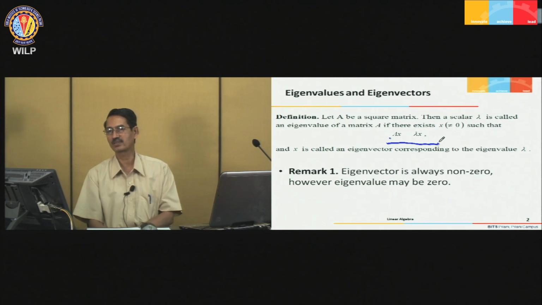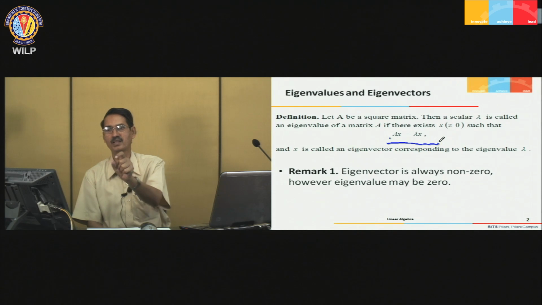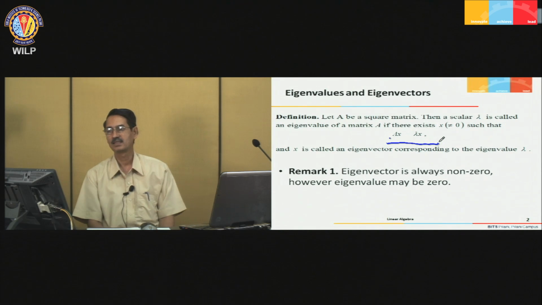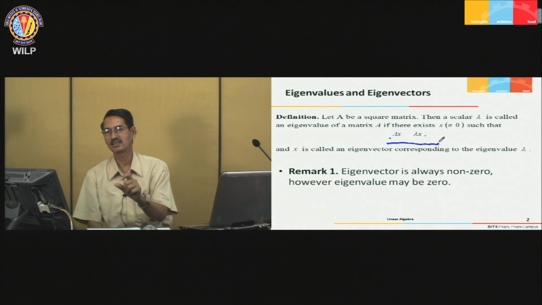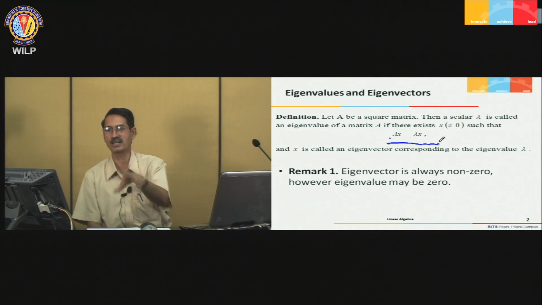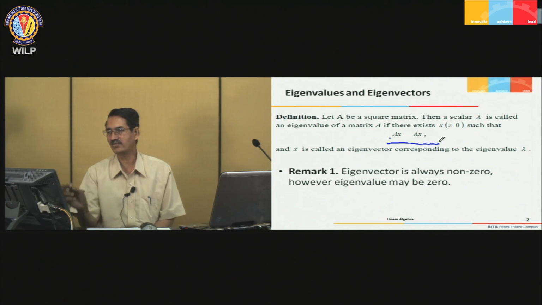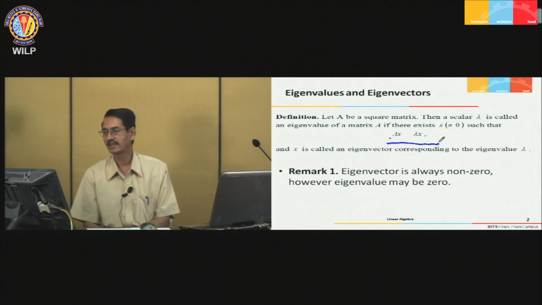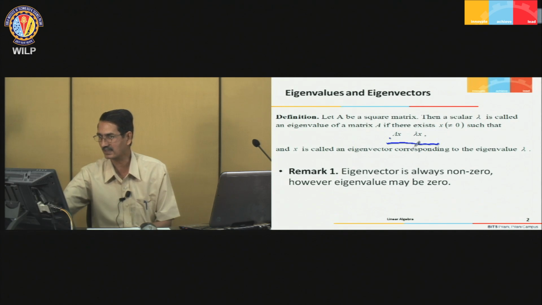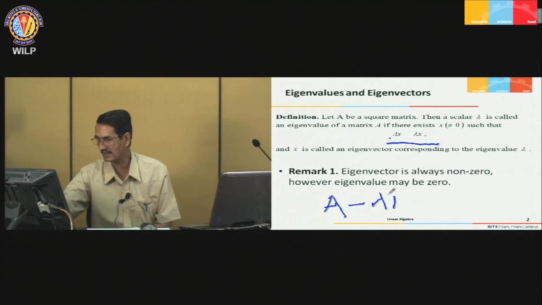What is the meaning of this? A is a square matrix. Suppose A is a square matrix of order n by n. Then x is also a matrix of order n by 1, which is unknown. And if Ax is equal to lambda x, we can write this equation in the form (A minus lambda I) x is equal to 0.